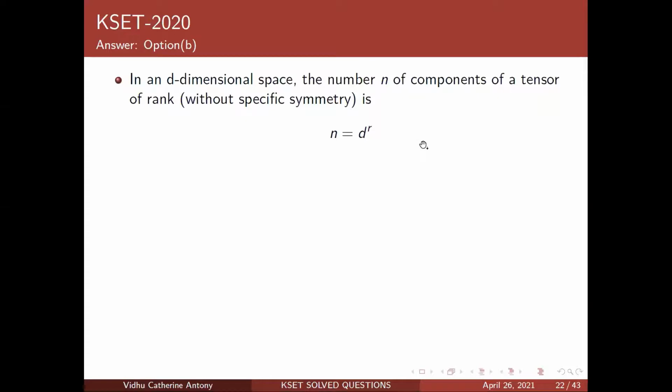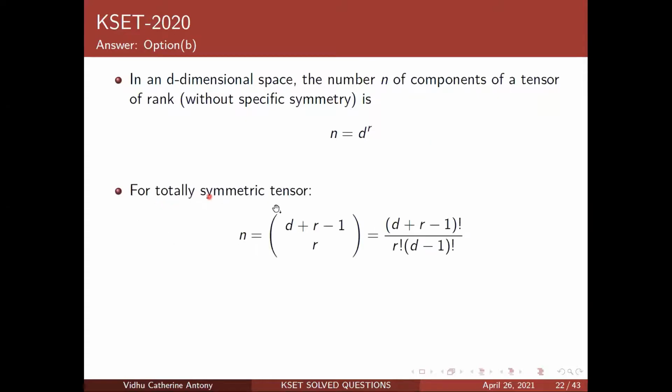Next, let's look at the number of independent components. For totally symmetric tensors, this is given by this particular combination: (d plus r minus 1) factorial divided by r factorial into (d minus 1) factorial. Now, why am I giving you this formula? Because you can then evaluate it based on the dimension and rank for any kind of tensor, not just for things that you can write on paper.